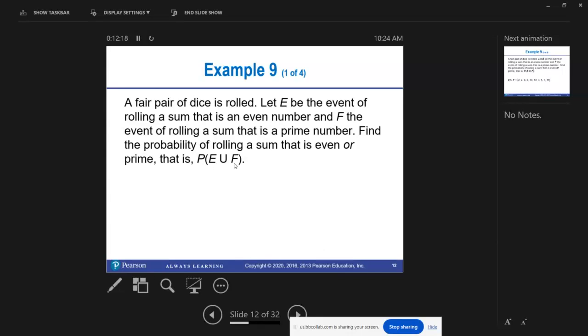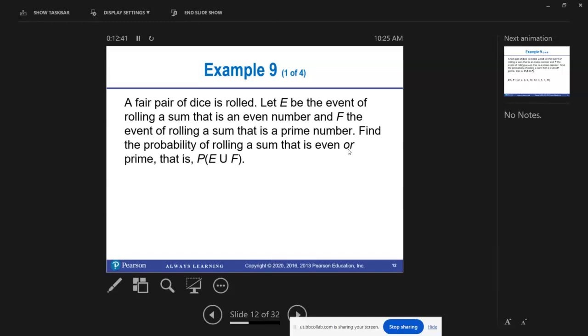Okay, and so this is our notation for basically our question. Find the probability of rolling a sum that is even or prime. So the P stands for our probability. Our events are E and F. And this little U symbol is our union symbol, and it's standing for or.